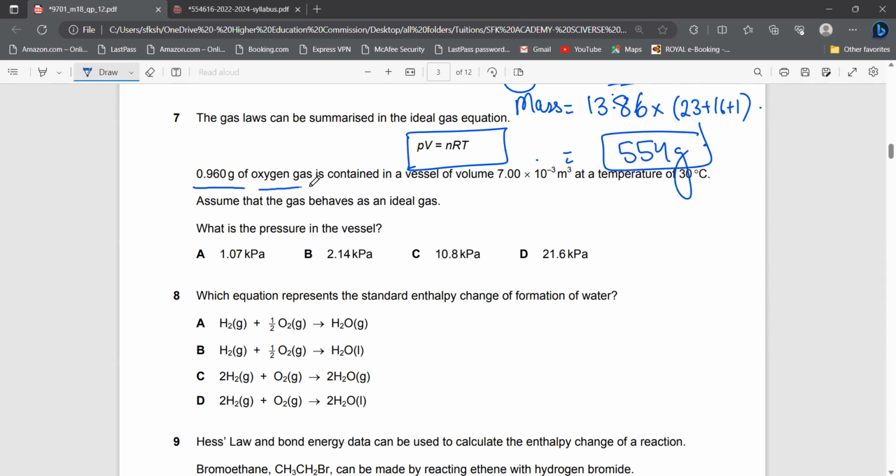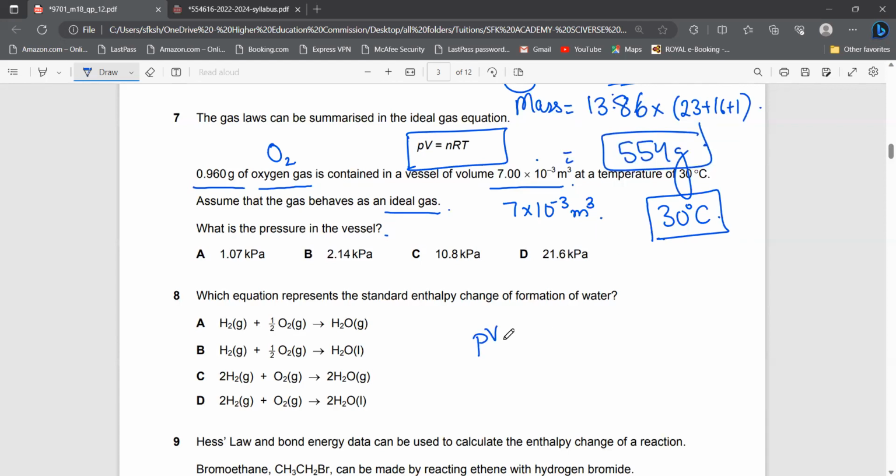0.96 grams of oxygen gas. Now, remember, this is gas, so it's O2. It's contained in a vessel of this much volume. Now, volume is 7 × 10^-3 meter cubed at a temperature of 30 degrees. Now remember, this is in degrees Celsius. Assume the gas behaves as an ideal gas. What is the pressure in the vessel?